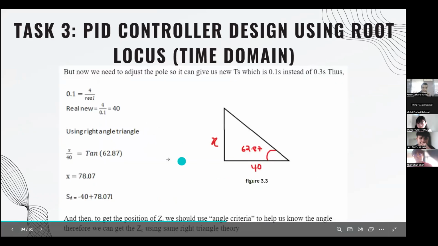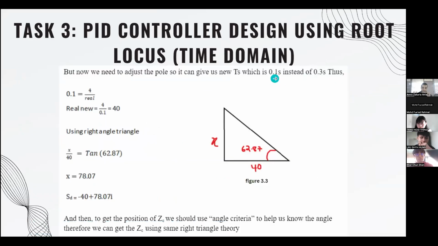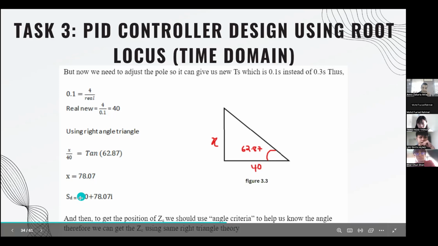But since we need the new Ts to be 0.1, and we have the theta, we can also get the real part using the formula Ts is equal to 4 over real, so we can get the new real, which is 40. Since we now have the adjacent and the theta, we can get the opposite. Then from the opposite and adjacent, we can know the new dominant pole.